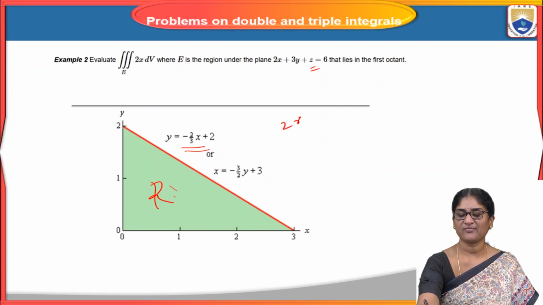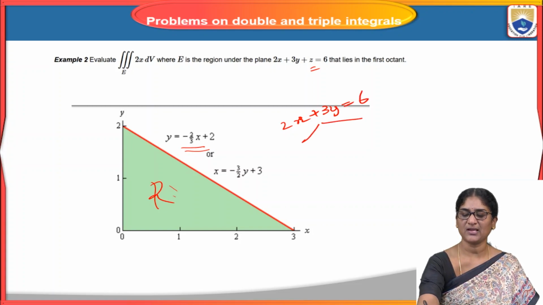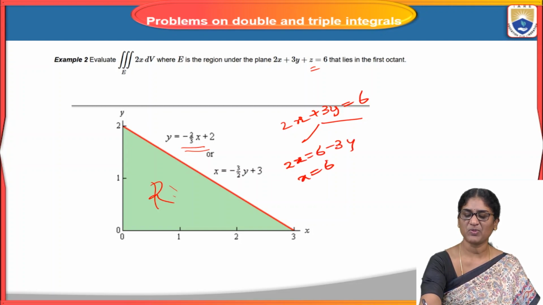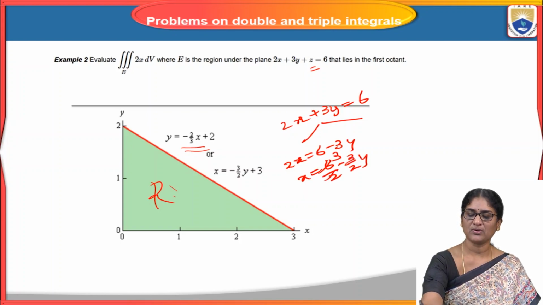So the limits are from 2x plus 3y is equal to 6. There are two options here. That is, 2x is equal to 6 minus 3y, or x is equal to 6 by 2 minus 3 by 2 y. This is one option, and you are going to get it as 3 minus 3 by 2 y.